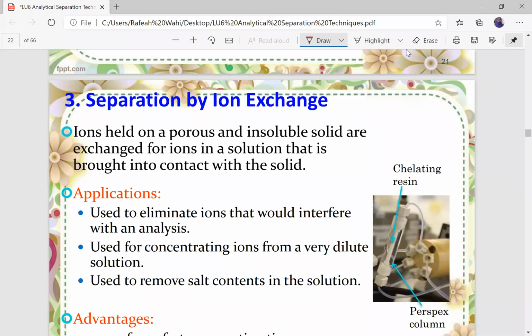We have discussed two types of analytical separation just now. The first one is mechanical separation. The second one is solvent extraction. And now we go to separation by ion exchange. From its name, we know that when we do separation by ion exchange, it's about exchanging the ion in our solution with another ion, so that we can collect the ion of our interest or the analyte that we want to collect.